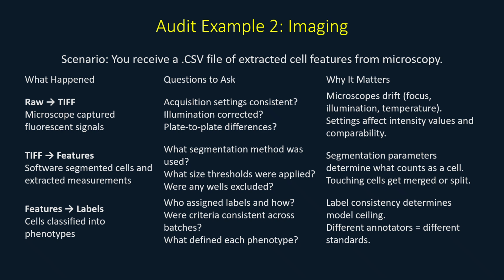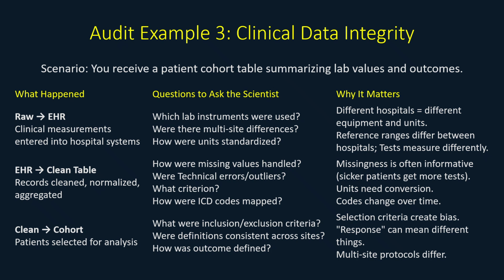Now let's see clinical data integrity. So now suppose you receive a patient cohort table containing lab values and clinical outcomes. One of the first questions is how patients were selected. Does the cohort include all eligible patients or only those with complete data? Things like that. And decisions like this introduce selection bias very early.